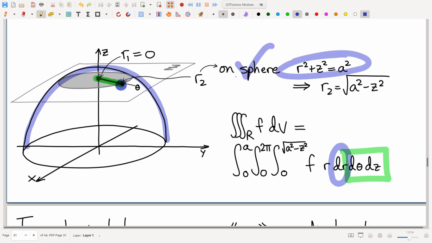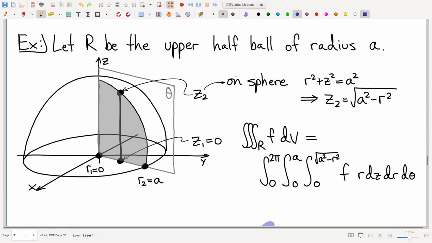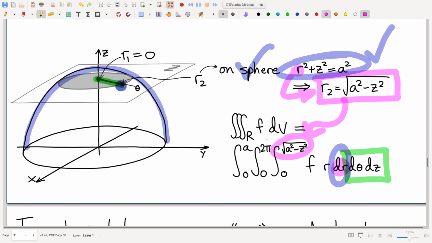Now here's where a lot of students mess up. A lot of students say, oh yeah, it's on the sphere again. I already found that bound, square root of a squared minus r squared. Wrong. We are not doing the slicing in the same order. You cannot copy over the bounds like that. Now, it's on the same surface. It has the same equation, but we are here looking for an r bound. So we solve for r, and that gives me now that as my r upper bound. So similar looking, but not the same.